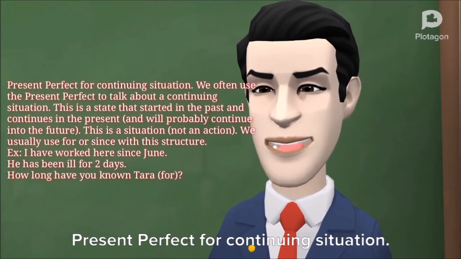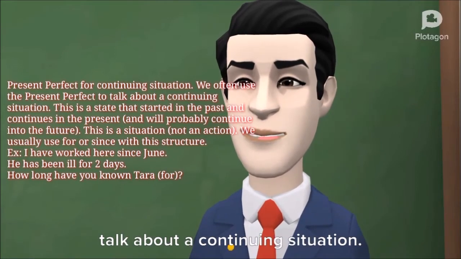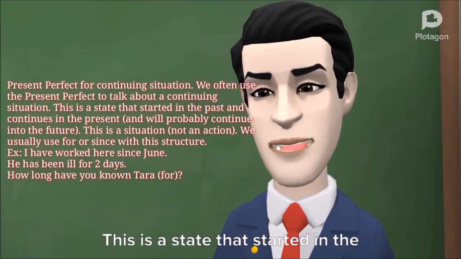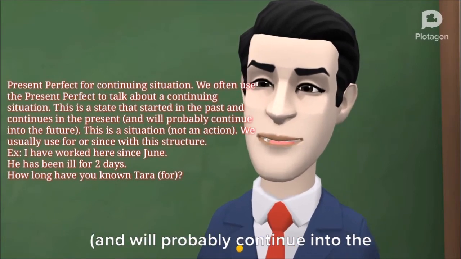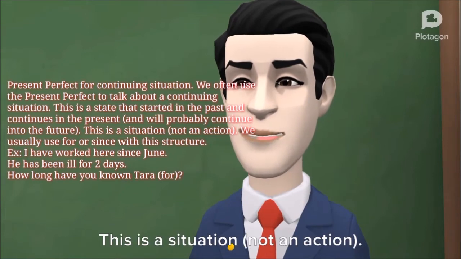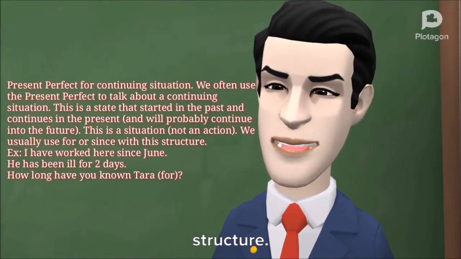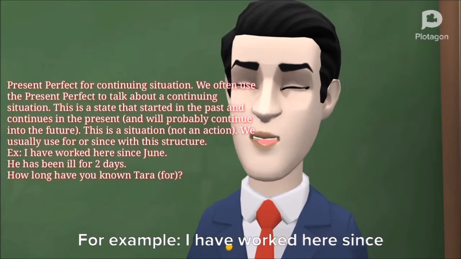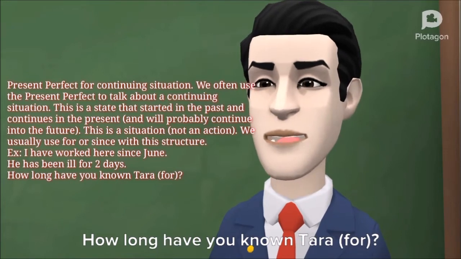Present perfect for continuing situation. We often use the present perfect to talk about a continuing situation. This is a state that started in the past and continues in the present and will probably continue into the future. This is a situation, not an action. We usually use for or since with this structure. For example, I have worked here since June. He has been ill for 2 days. How long have you known Tara for?